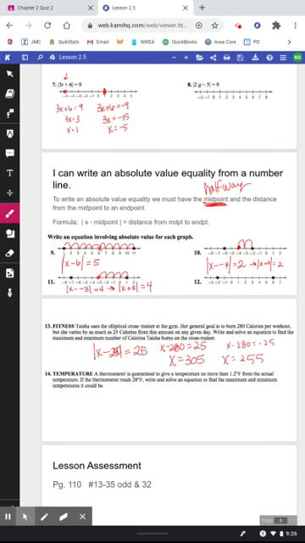A thermometer is guaranteed to give a temperature no more than 1.2 from the actual temperature. The thermometer is currently reading 28 degrees Fahrenheit. So that would be my average, and it varies by no more than 1.2. So I set up x minus 28 equals 1.2, or x minus 28 equals negative 1.2. 1.2 plus 28 is 29.2. Negative 1.2 plus 28 is 26.8.